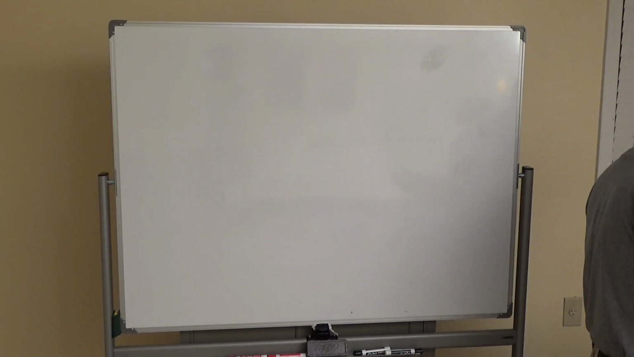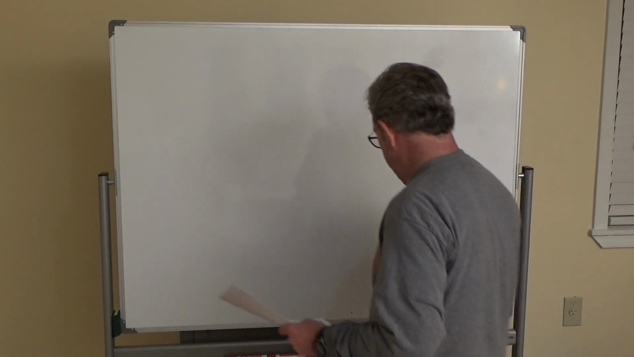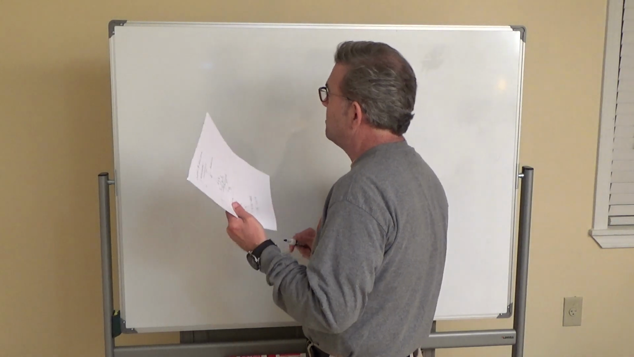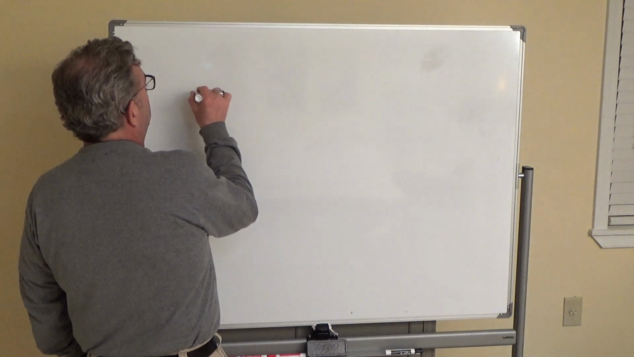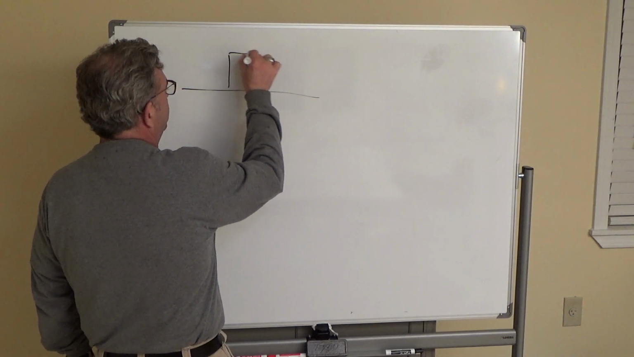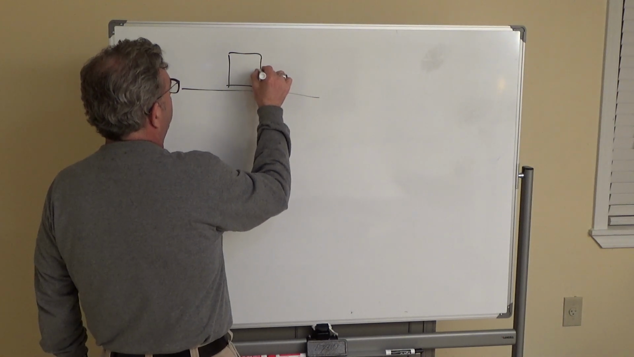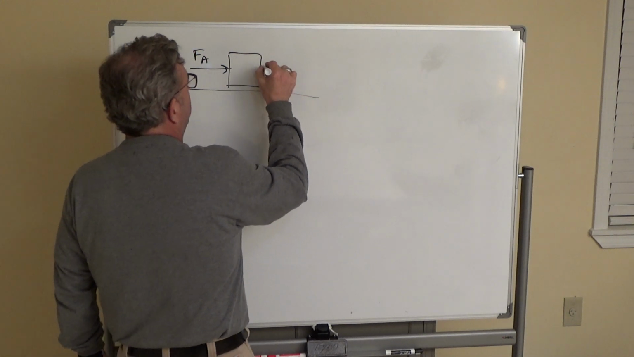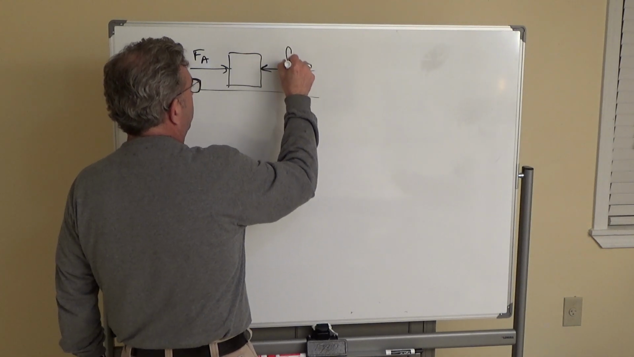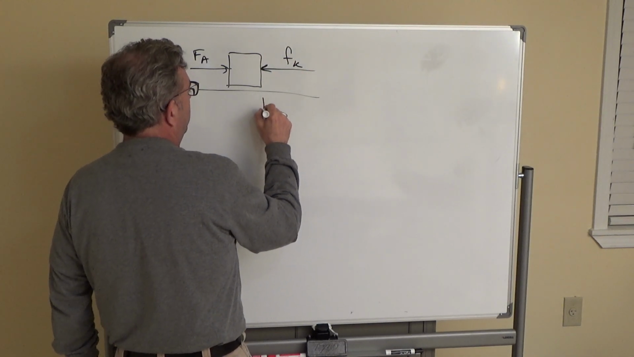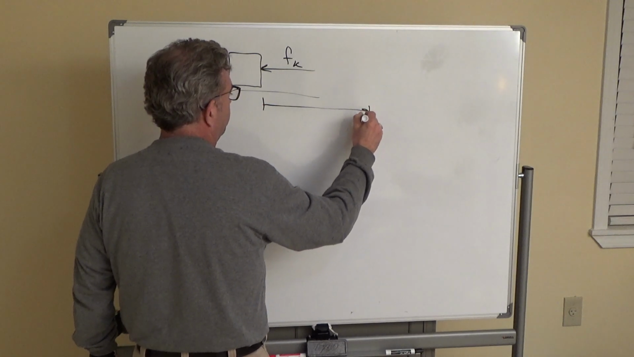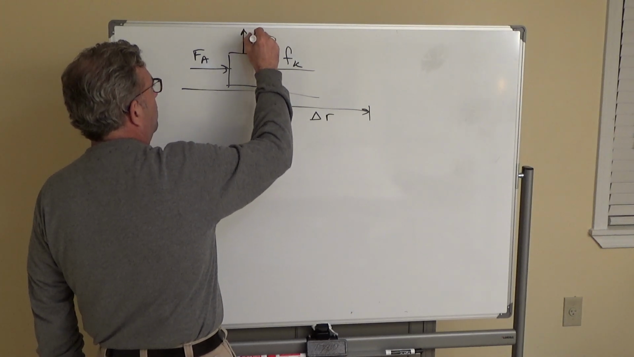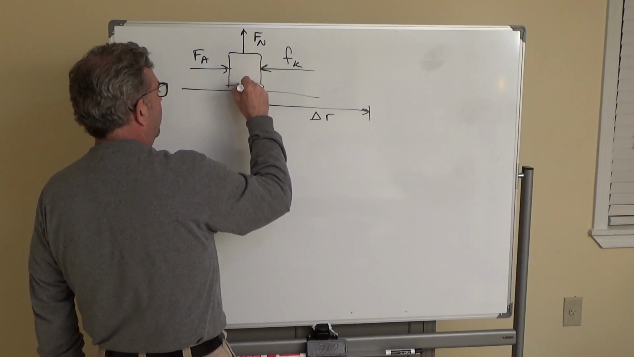Number 3 is the box sliding along a surface that has some friction. So let's look at the forces acting on the box. There is an applied force. There is a kinetic friction force. It slides through some displacement, call that delta R. And then you have the normal force and mg.